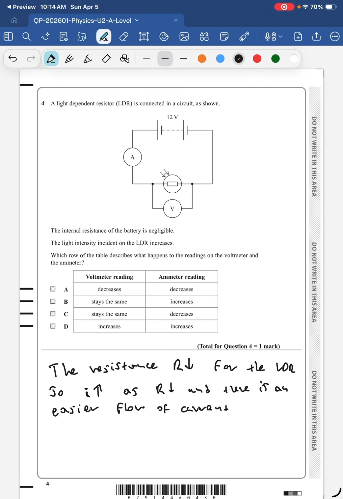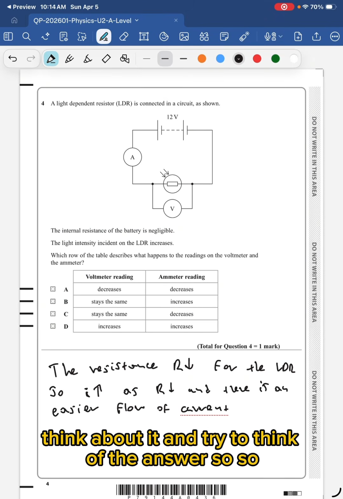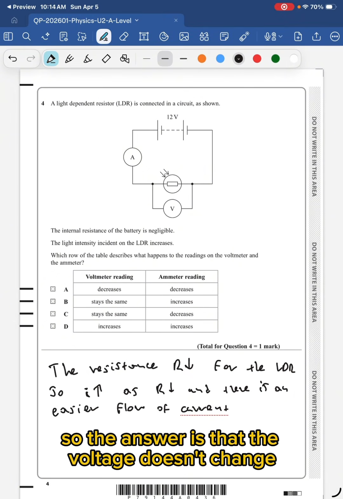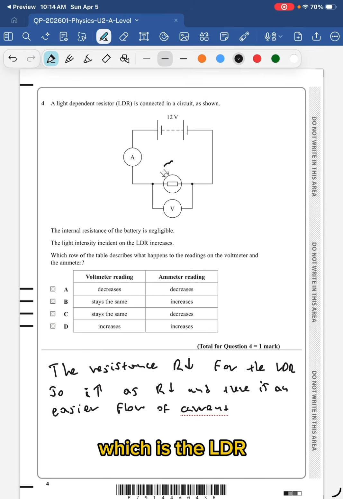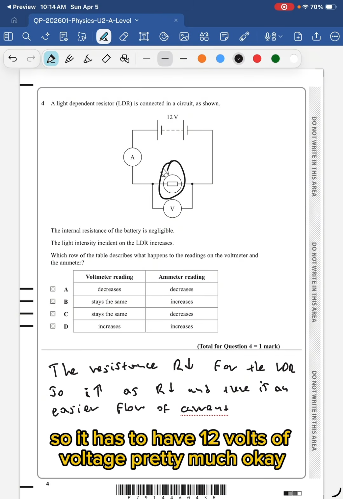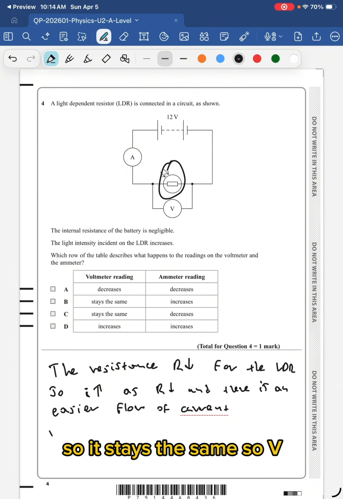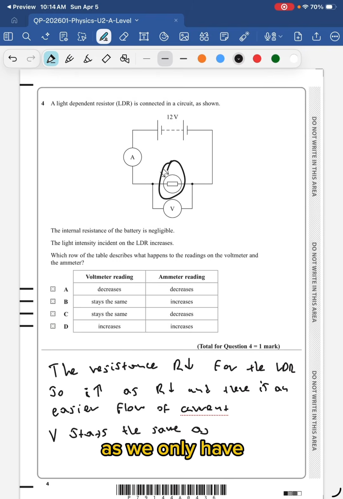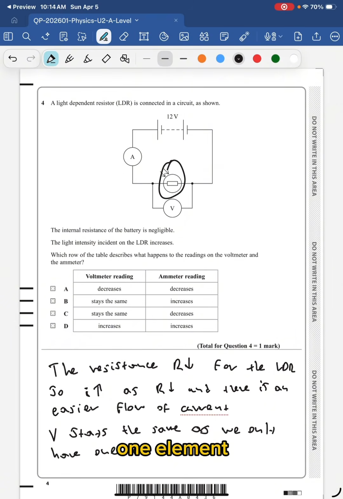And how about the voltage? Will it change? Pause the video for a second, think about it and try to think of the answer. The answer is that the voltage doesn't change, because there is only one element in the circuit, which is the LDR. So it has to have 12 volts pretty much. So V stays the same, as we only have one element in this circuit.